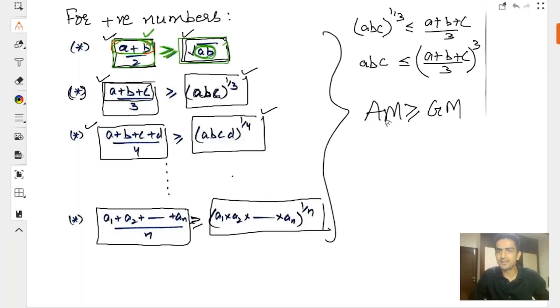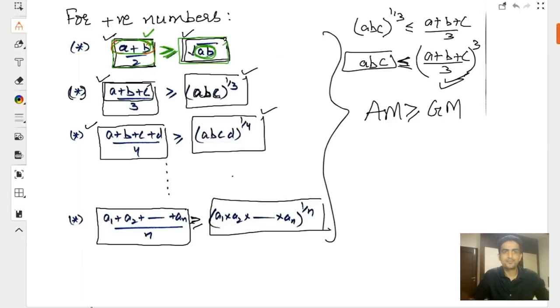So what does it imply? That ABC is less than equal to this. So this must be the maximum value of ABC. So for product, you will get the maximum value. For addition or sum, you will get the minimum value. Let me just show you that in the examples.